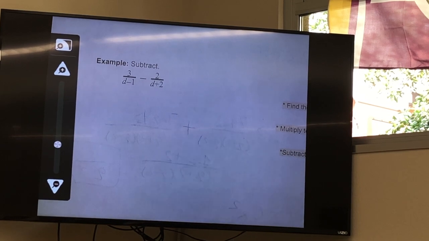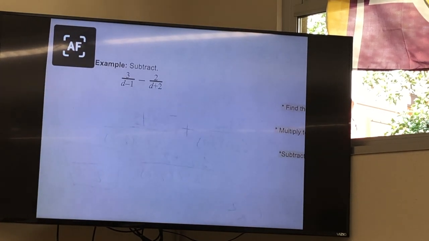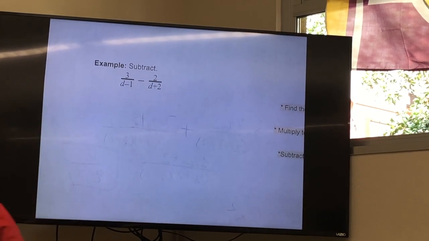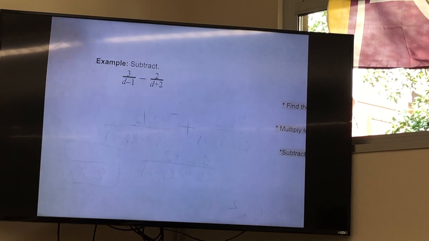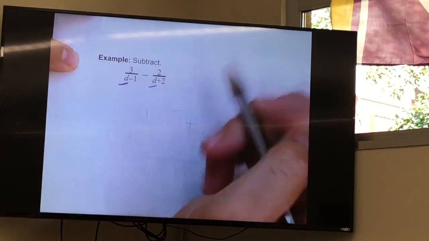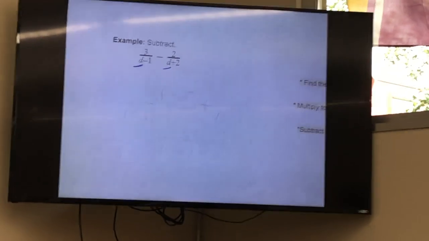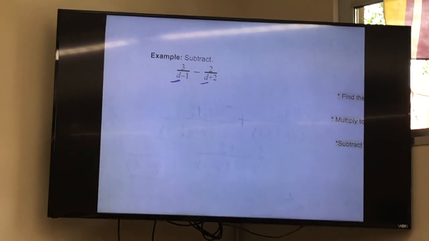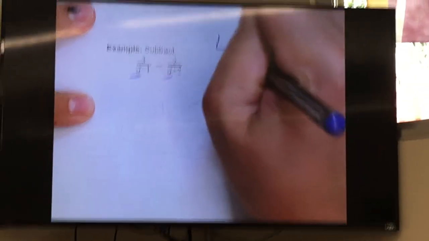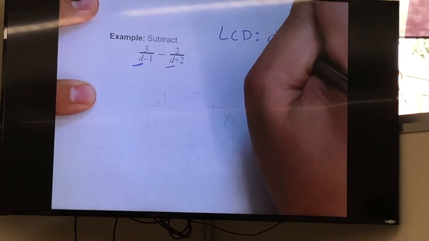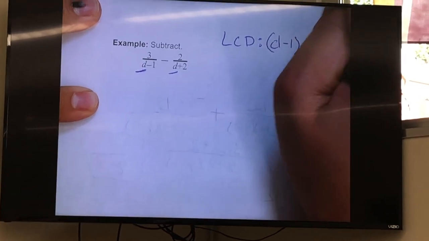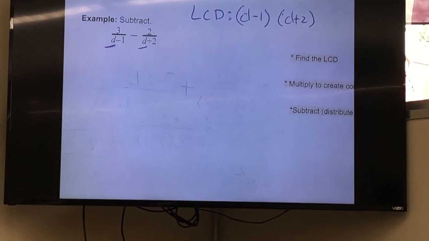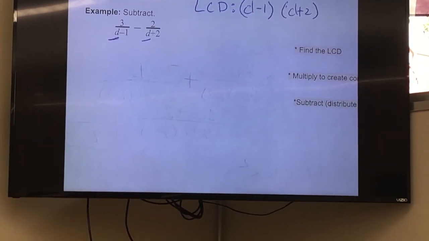We are looking at subtracting a 3 over d minus 1, subtracting a 2 over d plus 2. I would say the common mistake is we see that they both have d, okay? Since these are a pair, we must use both of those denominators. So our LCD will be a d minus 1 and the d plus 2. You're going to need to have both of them, okay?